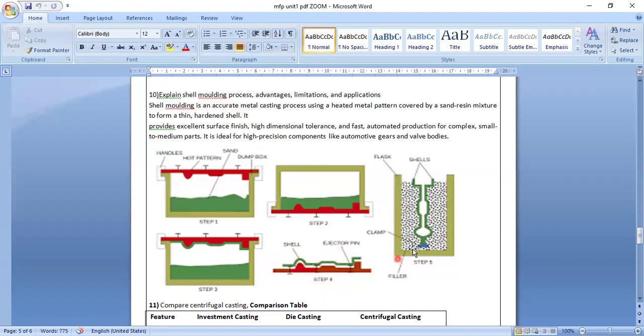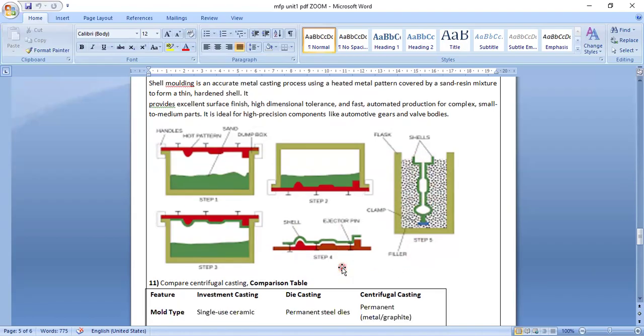The pattern you want is inside, and metal is poured. Sand is always there on the sides. Once this flask is removed and the sand is removed, you'll get a shell. So this is shell molding.